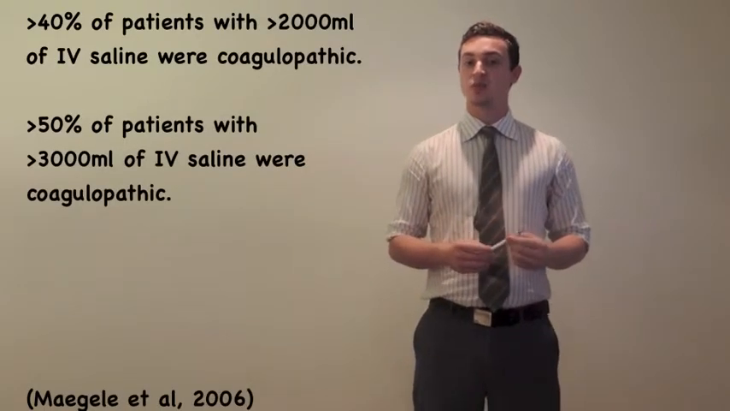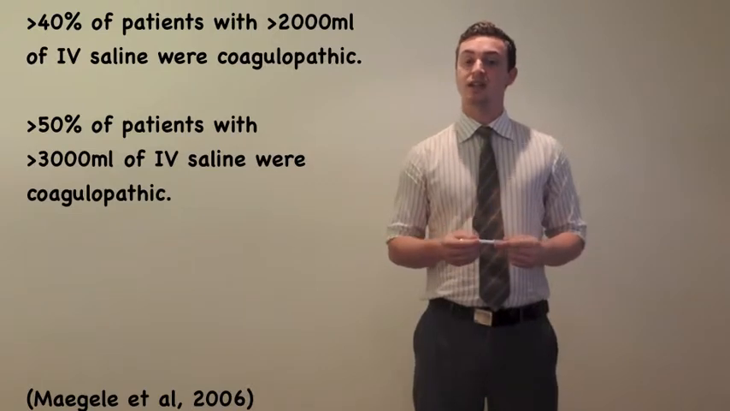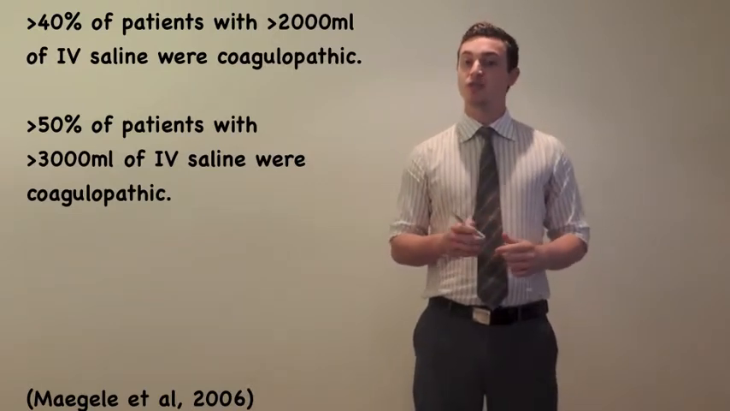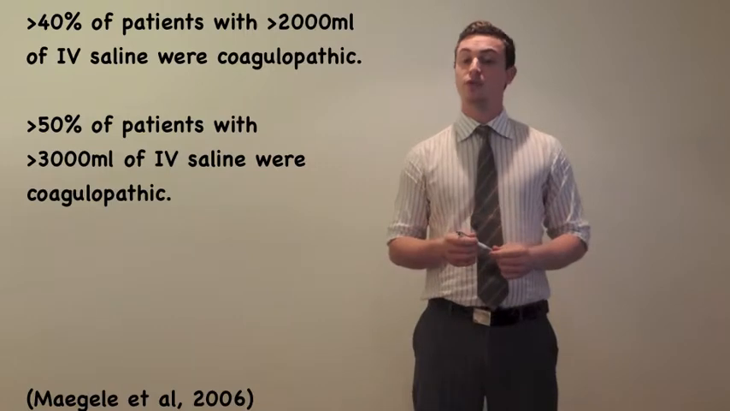Apart from the theoretical model, clinical studies such as the one by Miguel and colleagues found a positive correlation of coagulopathy with increasing amounts of fluid administered during the pre-hospital phase of care. More than 40% of patients with over 2,000 milliliters of IV saline were coagulopathic, and over 50% of patients were coagulopathic with over 3,000 mL of saline.